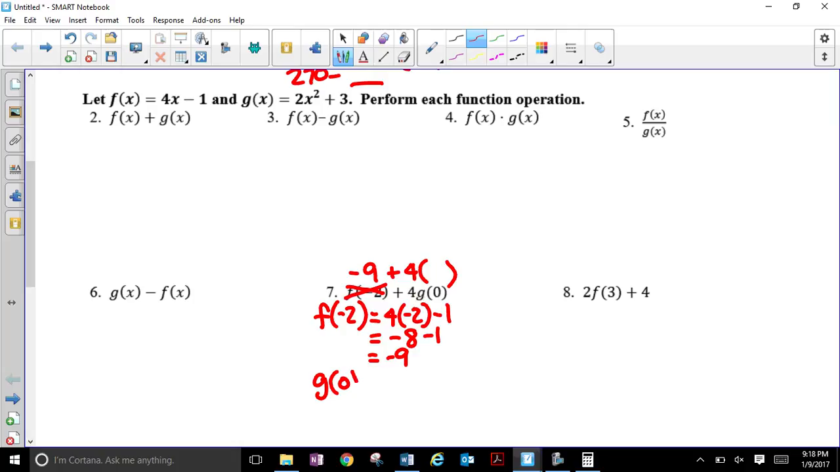So if I do g of 0, I plug in 0 into the g of x function, so that's 2 times 0 squared plus 3. So that would be 0 squared is 0 times 2 is 0 plus 3, so that equals 3. So g of 0 is 3. So then you do -9 plus 12, which gives you 3 as a final answer. Okay, so that's what they're talking about here. So this is 2 times whatever you get when you do f of 3 plus 4 to that.